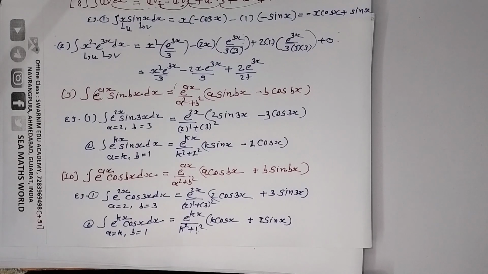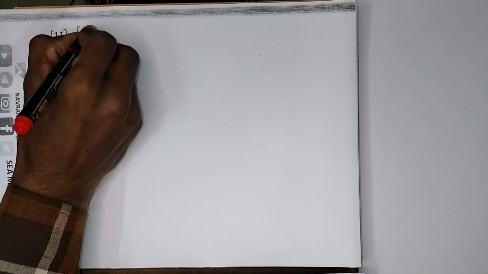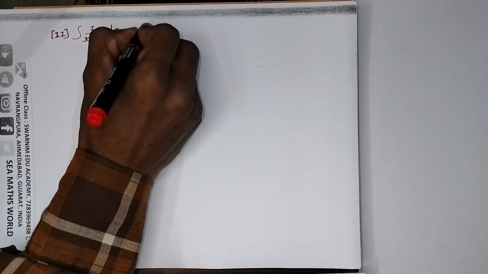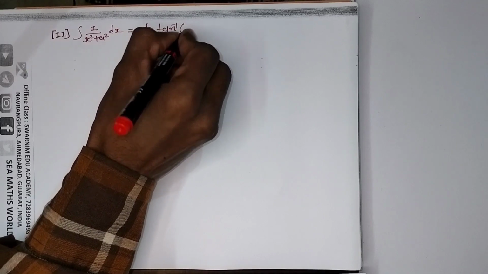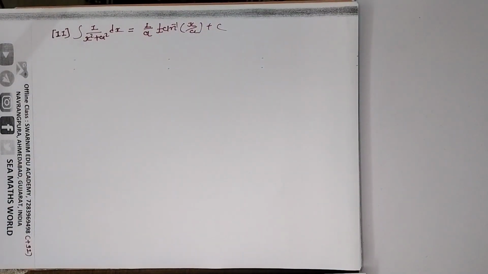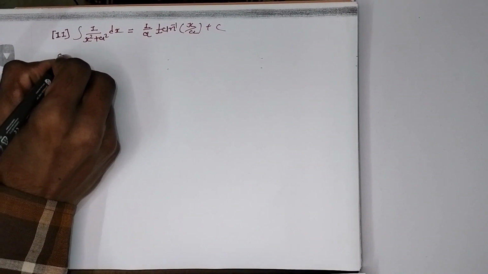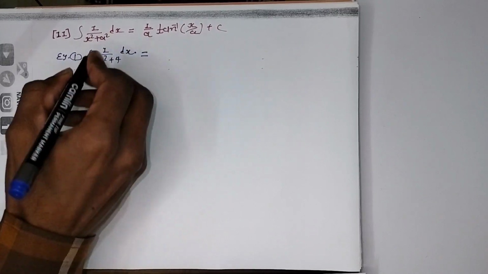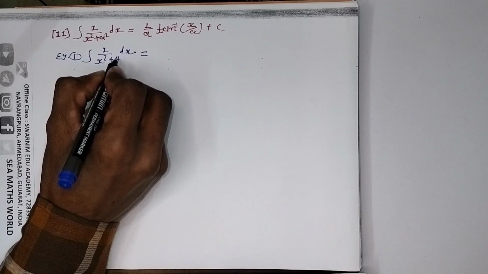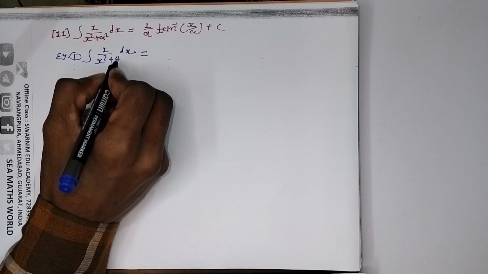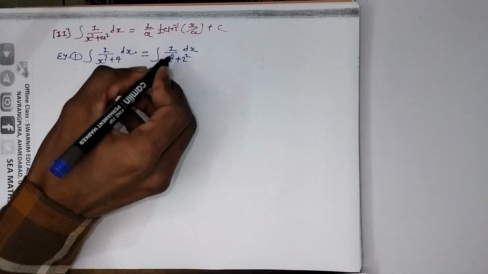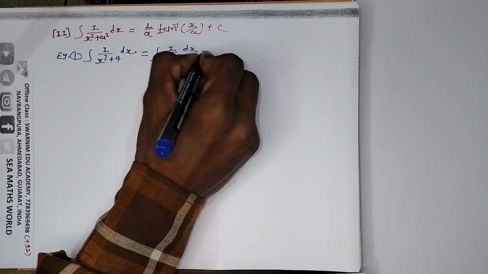Now the next formula is formula number 11. Integration of 1 upon x square plus a square with respect to x is equal to 1 upon a tan inverse x upon a plus c. Let's understand it through an example: integration of 1 upon x square plus 4. Here you may see a square form. We have to convert 4 into a square form. We know 4 is the square of 2, so we can write x square plus 2 square. Now it is converted into the standard formula, so we can apply the above formula.